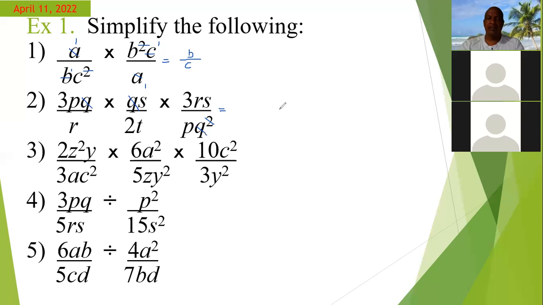What else can we cancel? We can cancel the P with the denominator. All right, so this P in the numerator and this P down here. What else? And we can cancel R, numerator R with denominator R. Right, so this R with this R here. What else? We can't do that.